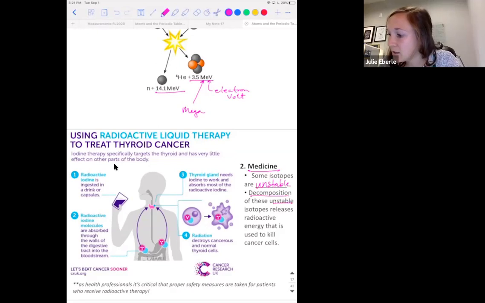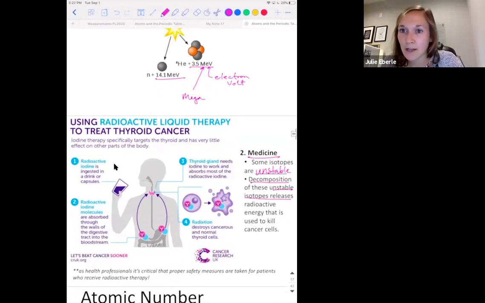decomposition of unstable isotopes releases radioactive energy. And you guys know this is used in all kinds of cancer treatment, but that is what we use to kill cancer cells. So here's an example. Thyroid cancer. Maybe you know somebody with thyroid cancer. I know several people that have had battles with thyroid cancer. They use iodine, okay, iodine therapy. They use iodine, and the isotope is 131.